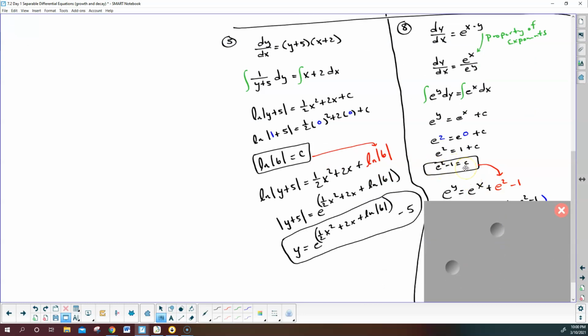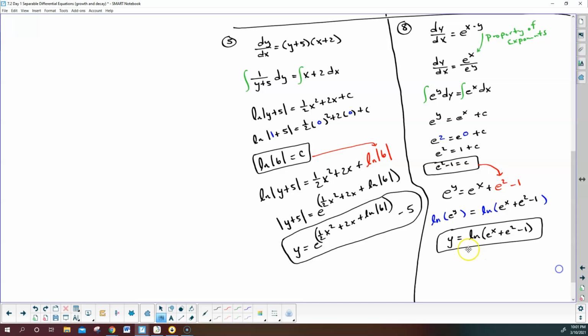But now that I know c, I'm going to go back to where c was first present, and we're going to plug in what c is equal to. And then my last step is to get rid of the base e by doing the natural log of both sides. And I didn't simplify it at all. I'm just going to leave it just like that. All right, so there's 4 different problems for you guys to just kind of analyze and look at.